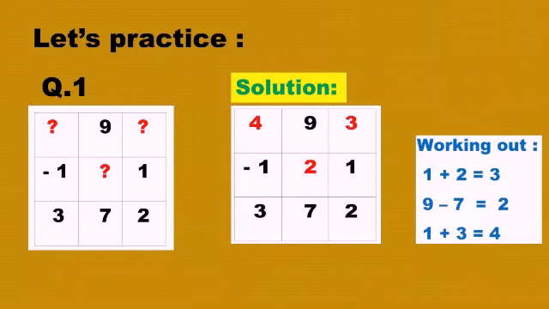Look at the first question. Let us practice few questions so that you can understand what is meant by missing number and how to find it for subtraction. See, when we need to find out the missing numbers, first of all, we need to find the place, means which missing number we are going to find out.